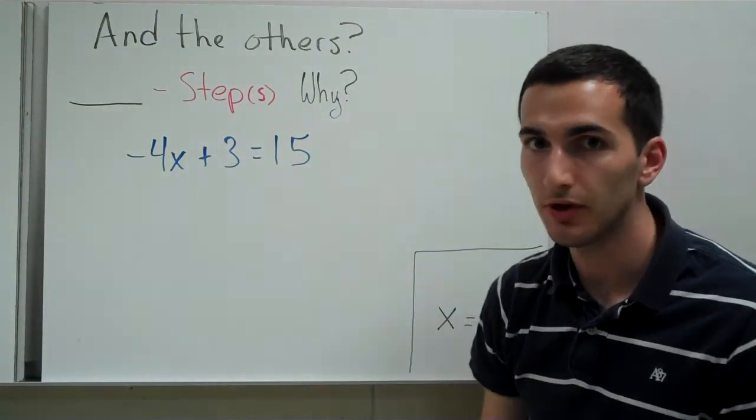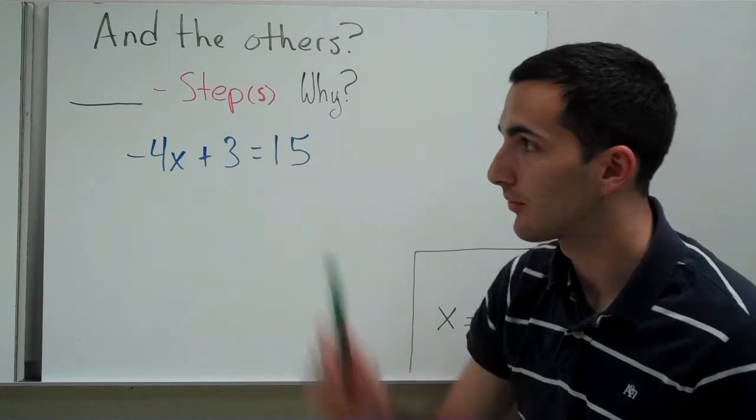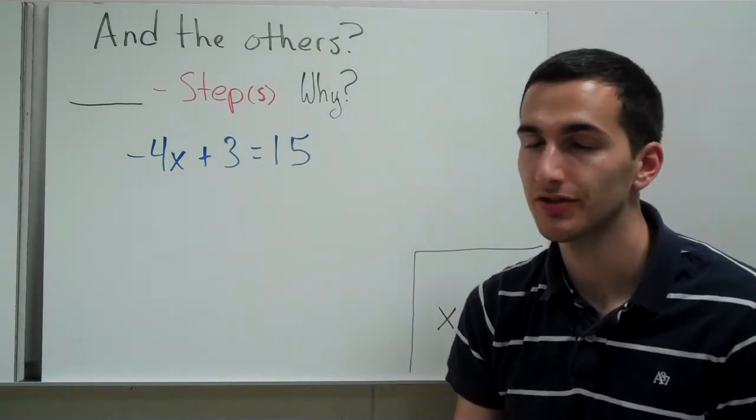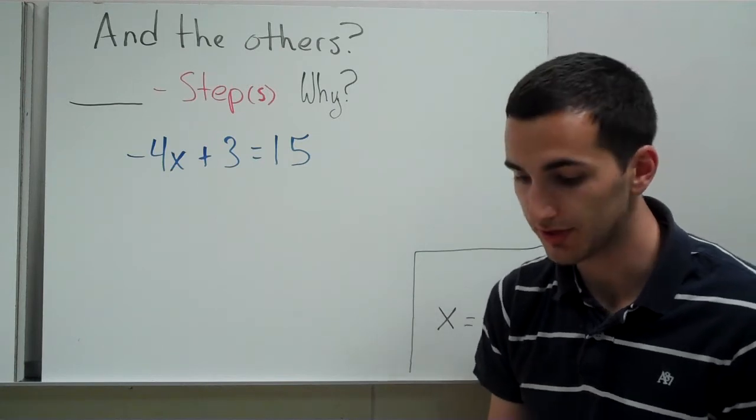All right, and the others, you know, we had more than just one thing. So we're done with one-step equations. Now we're going to look at this one. Again, we've got to figure out what this is. Is this a one-step? Is this a two-step? Is it a multi-step? Well, I don't know.